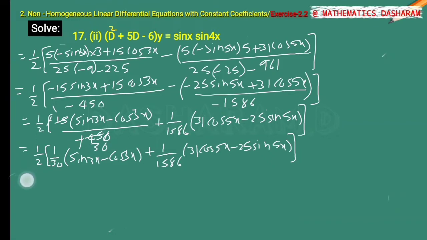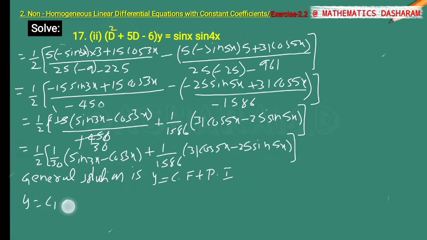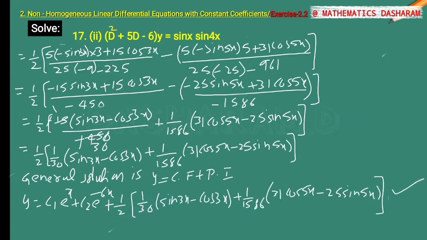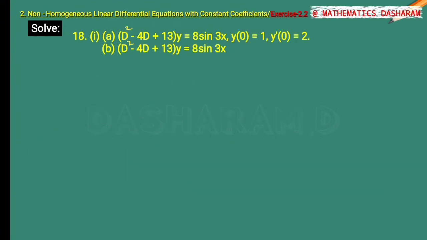Now let's write the general solution. So the general solution is complementary function plus particular integral: c1 into e to the power of x plus c2 into e to the power of minus 6x plus 1 by 2 bracket of 1 by 30. So this is our required answer.